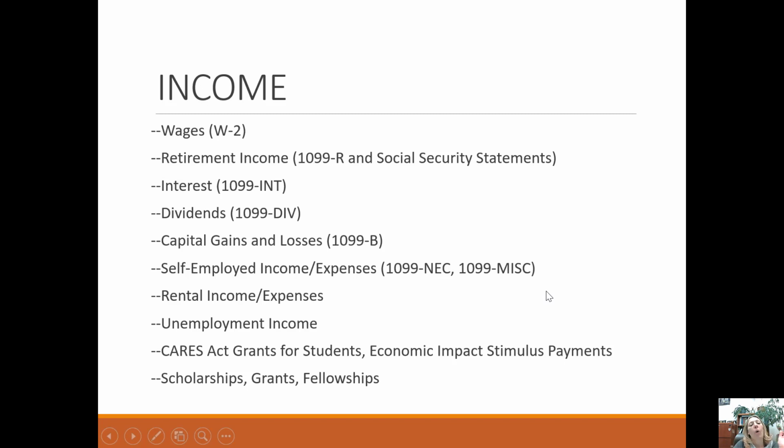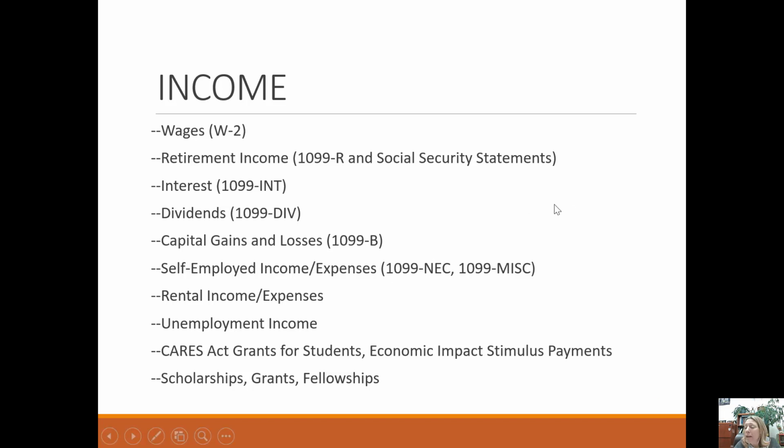Okay. So wages will always normally come in the form of a W-2. That's just what it is. Those are the most common kind. When you're an employee of another, you should be sent a W-2. It has to be in the mail by the end of January, and typically most people get them in early February.